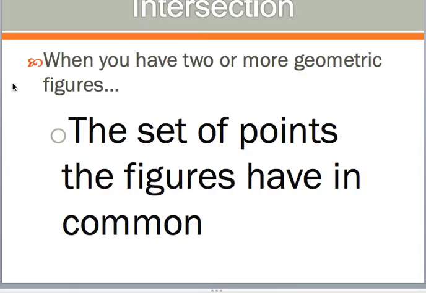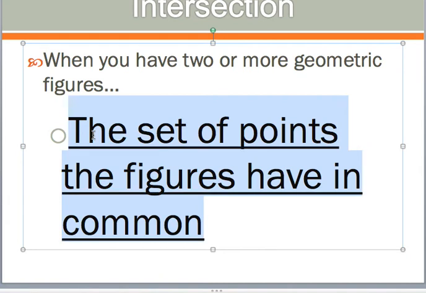Intersection is the last term before we get into the last bit of the notes. Basically, intersection is when you have two or more geometric figures. The set of points the figures have in common is their intersection. Okay? So this is your definition.